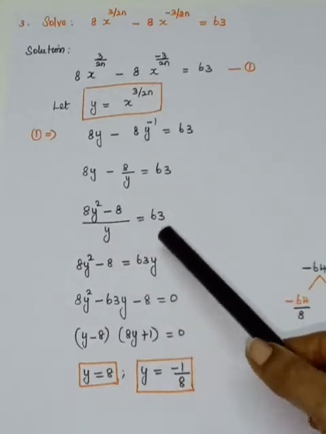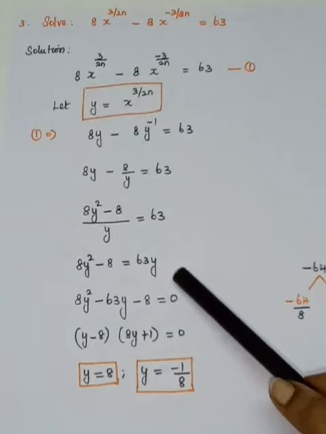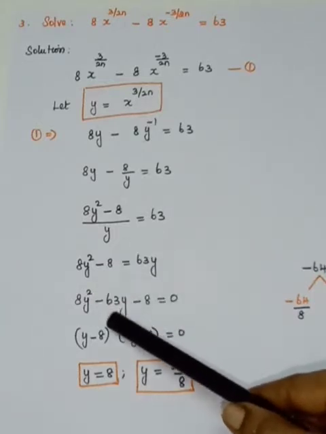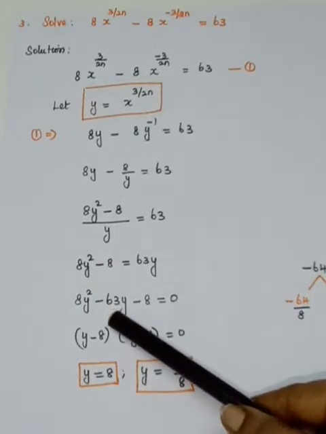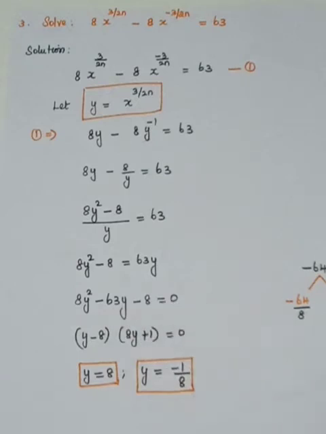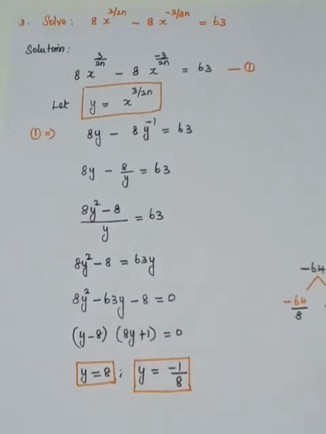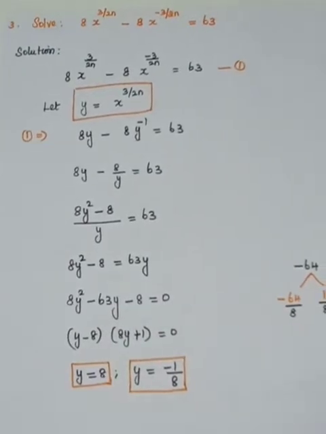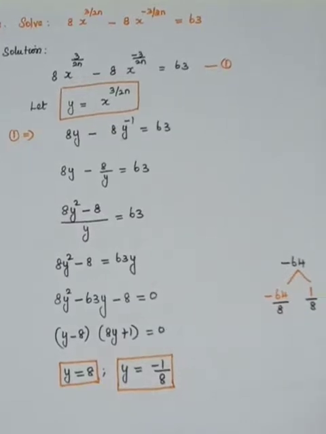The y and 63 has to be multiplied. So 63y, and bring it to the left side as minus 63y. So now you are getting 8y squared minus 63y minus 8 is equal to 0. So it is a quadratic equation. It is a polynomial equation of degree 2. So it can be factorized.